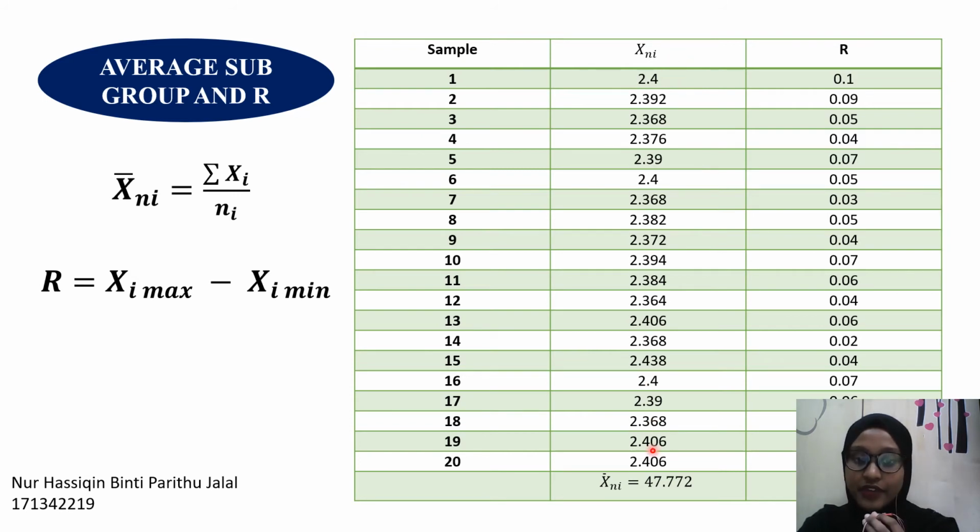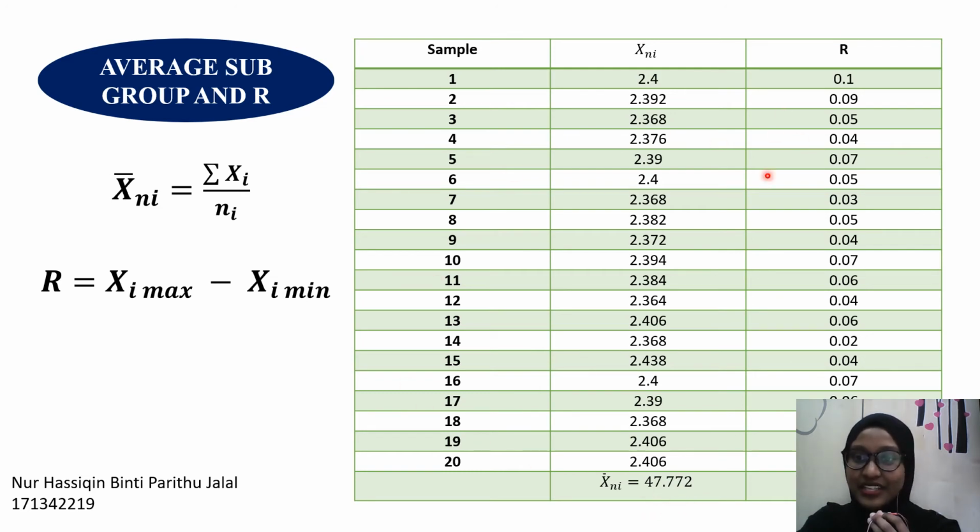After we find all the subgroup values, we can calculate the average of the subgroups, the x bar. This is the formula: x bar equals total x divided by the number of subgroups. So we sum up the x from all of these subgroups and divide by 20 to find the x bar value. We obtain the x bar value of 47.772.